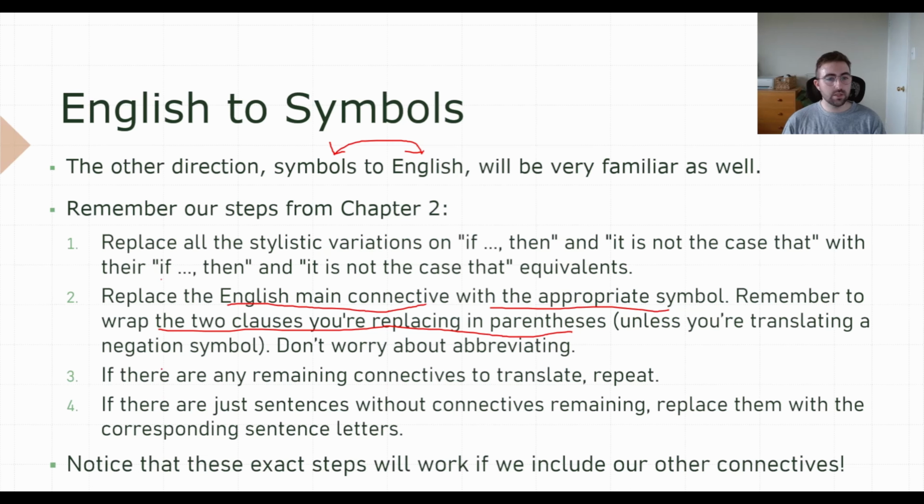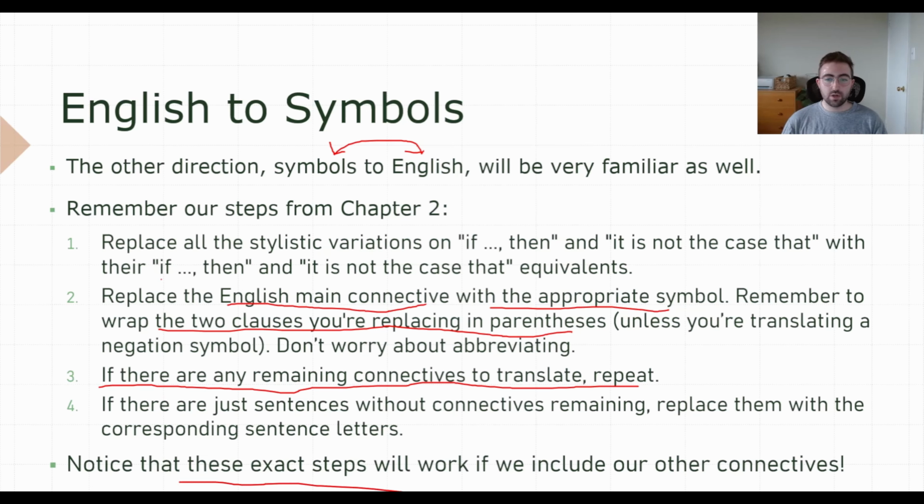And then you would do that again for any other remaining connectives. You would find the main connective, translate it. And then you would just do this until there are sentences without connectives remaining, or little bits without connectives remaining. And then you would just replace them with the corresponding letters from our scheme of abbreviation.